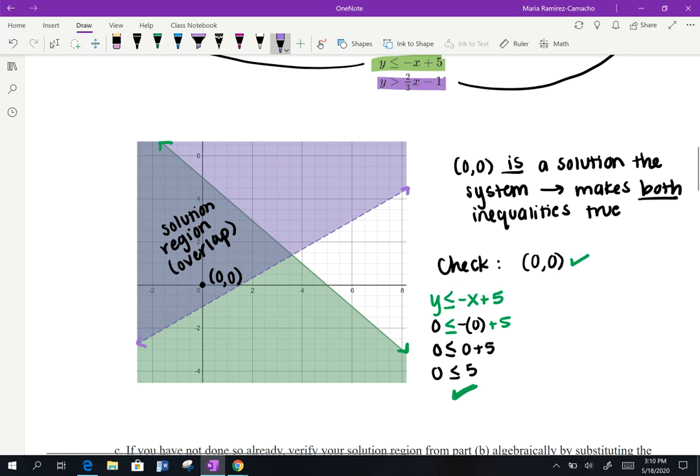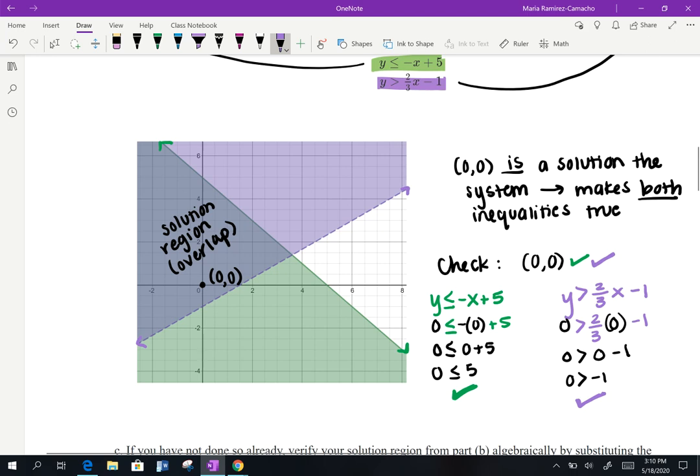Now let's check for the other inequality, which was y is greater than 2/3 x minus 1. Plug in 0 for x and 0 for y. Okay, 2/3 times 0 is 0. 0 minus 1 is negative 1. Is 0 greater than negative 1? It is. Okay, perfect. So it works for both, and that's what we wanted.